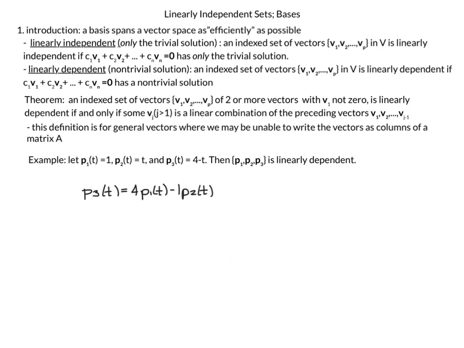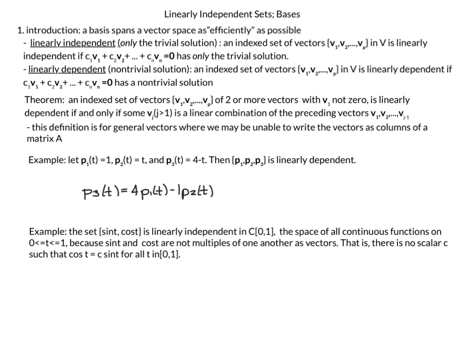In other words, it's equal to 4p1 minus p2, because if you plug in now, 4 times p1 is just 4 times 1, and then minus 1 times p2, which is t, so that's equal to 4 minus t, which is exactly p3 of t. So again, it's linearly dependent, and according to this theorem, that means one of our vectors, v sub j, in this case p3, can be written as a linear combination of the preceding vectors, that's p1 and p2.